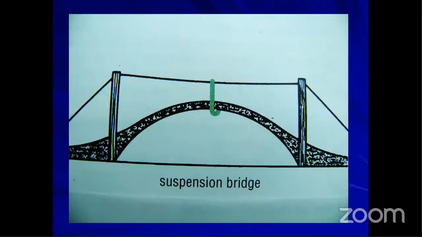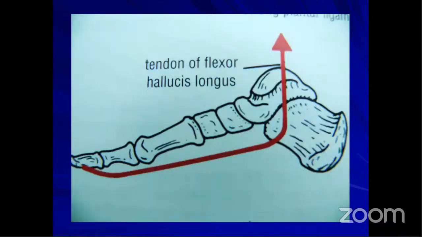Then, it is working like a suspension bridge. You have the suspension bridge concept which holds up the arches in a suspension bridge. Again, you have the flexor hallucis longus. Remember I told you the sustentaculum tali? Under the sustentaculum tali here is the flexor hallucis longus passing. It is holding up the medial arch by holding up an intact flexor hallucis longus tendon right across.